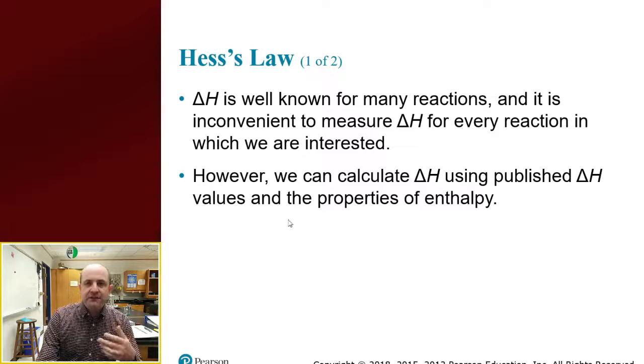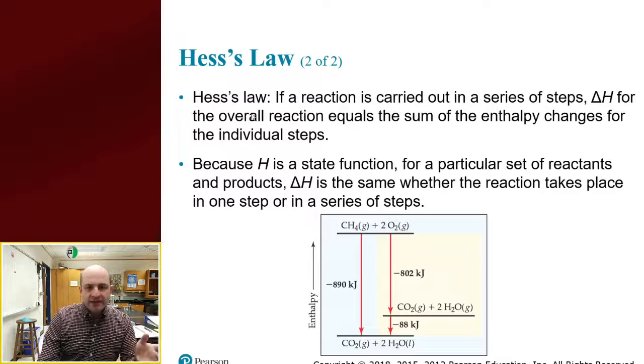And so if it's a very difficult one where you can't isolate specific chemicals or isolate a specific reaction, we're going to use Hess's Law to calculate delta H from previously published delta H's, from other enthalpy changes that we know. Right? So the basic idea of Hess's Law, its definition: if a reaction is carried out in a series of steps, the delta H for the overall reaction is the sum of the enthalpy changes for all the individual steps. And this is because H, enthalpy, is a state function, right?